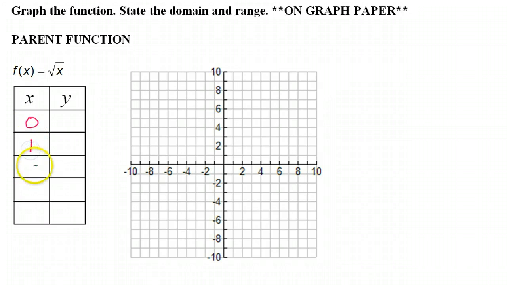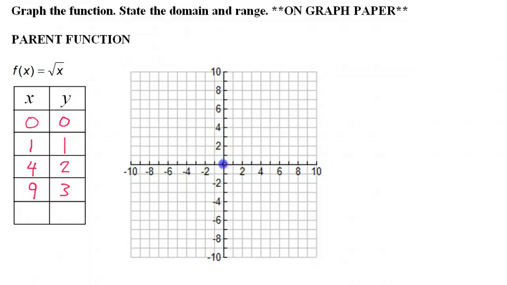1 is a perfect square. And then after that, let's do 4. And after that, let's do 9. So I'm really going to stick to these 4 values to anchor me and guide me. Because if I substitute these into the function 1 by 1, the square root of 0, of course, is 0. The square root of 1 is 1. The square root of 4 is 2. And the square root of 9 is 3. So these 4 points will give me a pretty good idea of what the function looks like.